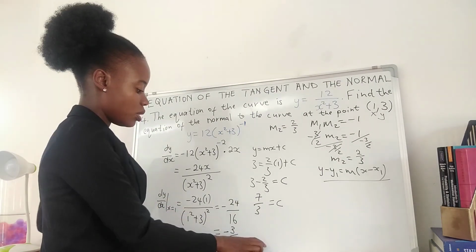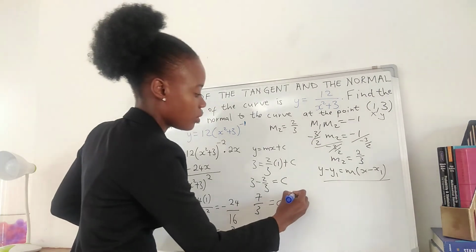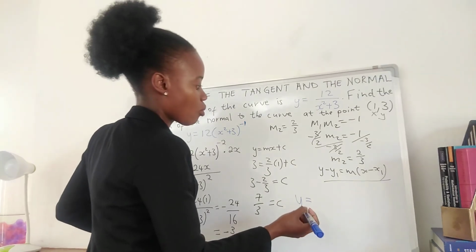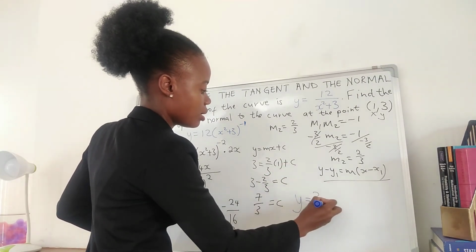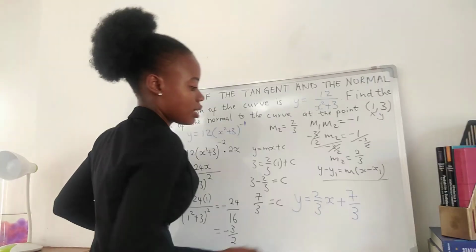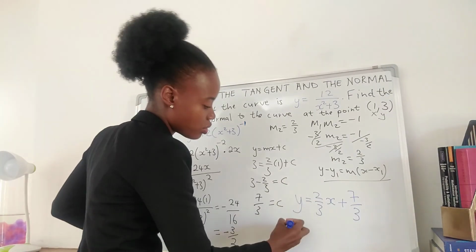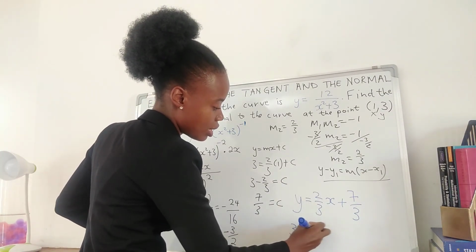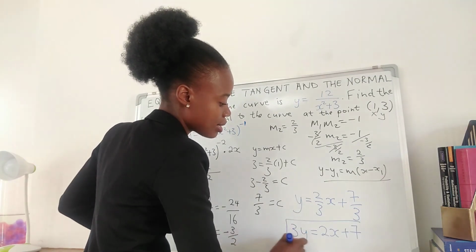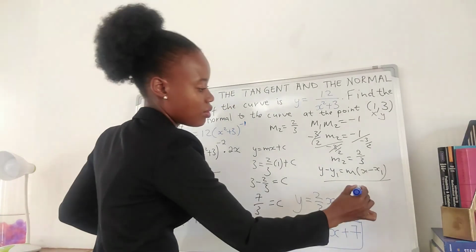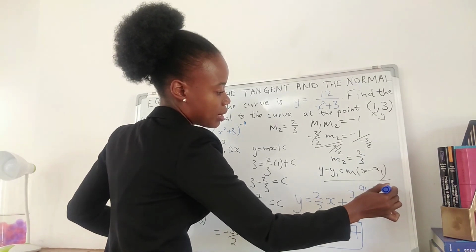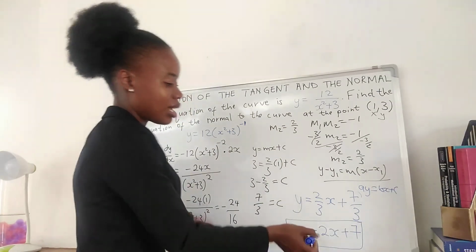After you find our c, we substitute our c. So we're going to have the equation of the normal is going to be y equals gradient 2 over 3 x plus 7 over 3, right? This is our answer, or you can get rid of the denominator. Your answer can be 3y equals 2x plus 7. Sometimes they can tell you to give your answer in a certain form, like they will say give your answer in the form of ay equals bx plus c. So make sure that you get rid of the denominator and have something like this.